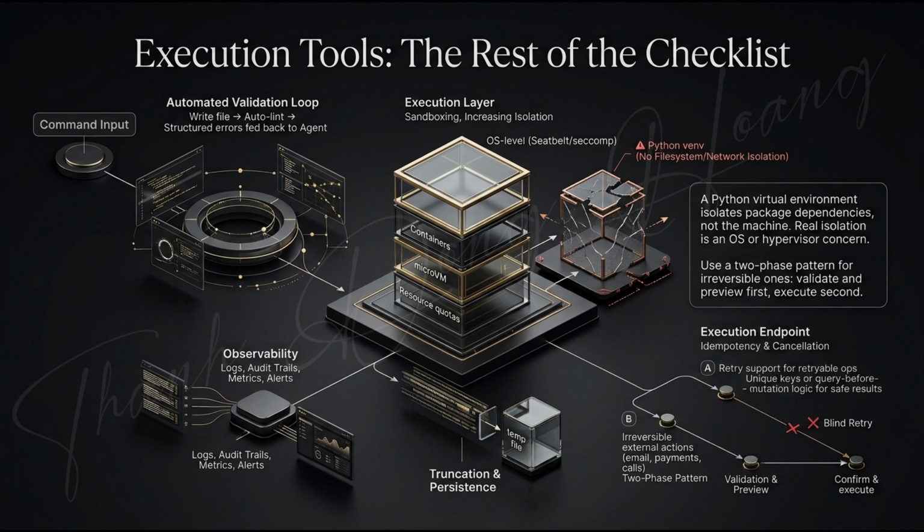Log everything for auditability, and handle retries carefully. Operations that can be made idempotent are safe to retry with a unique key or a check before acting pattern. But things like sending an email or making a payment can't be undone, so those need a two-phase approach. Validate and preview first, execute second, and never blindly retry an execution that failed.